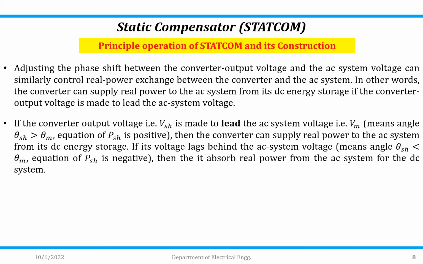Similarly, if the converter output voltage, that is Vsh, is made to lead the AC system voltage, that is Vm, meaning the angle theta sh is greater than theta m, then the equation of Psh which was discussed earlier will become positive. Then the converter can supply real power to the AC system from its DC energy storage. And if the voltage lags behind the AC system voltage, meaning the angle theta sh is less than theta m, the equation of Psh will become negative, then it will absorb real power from the AC system for the DC system.